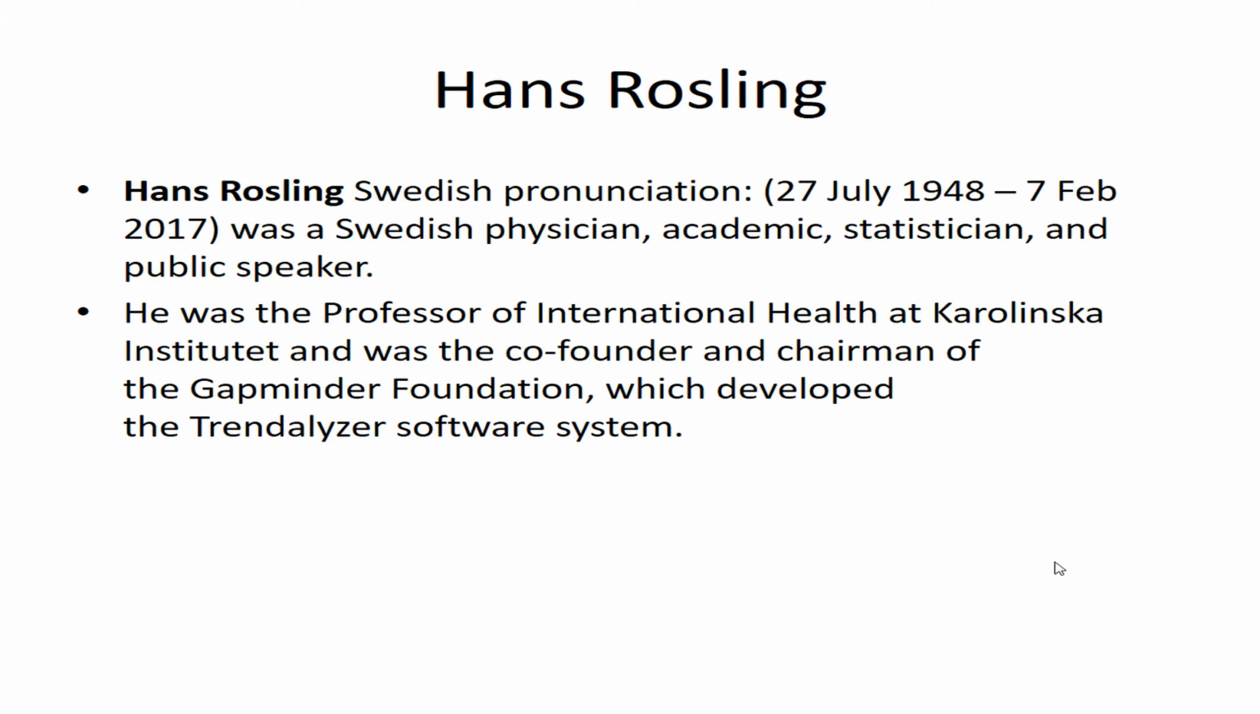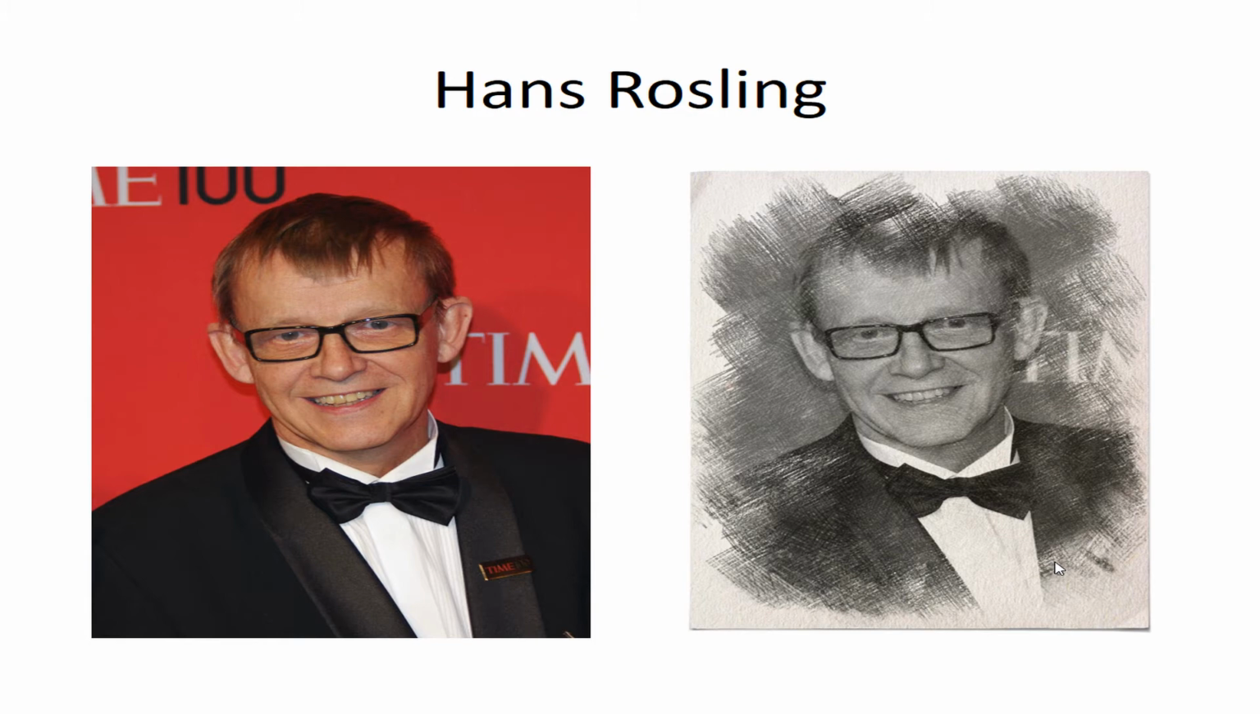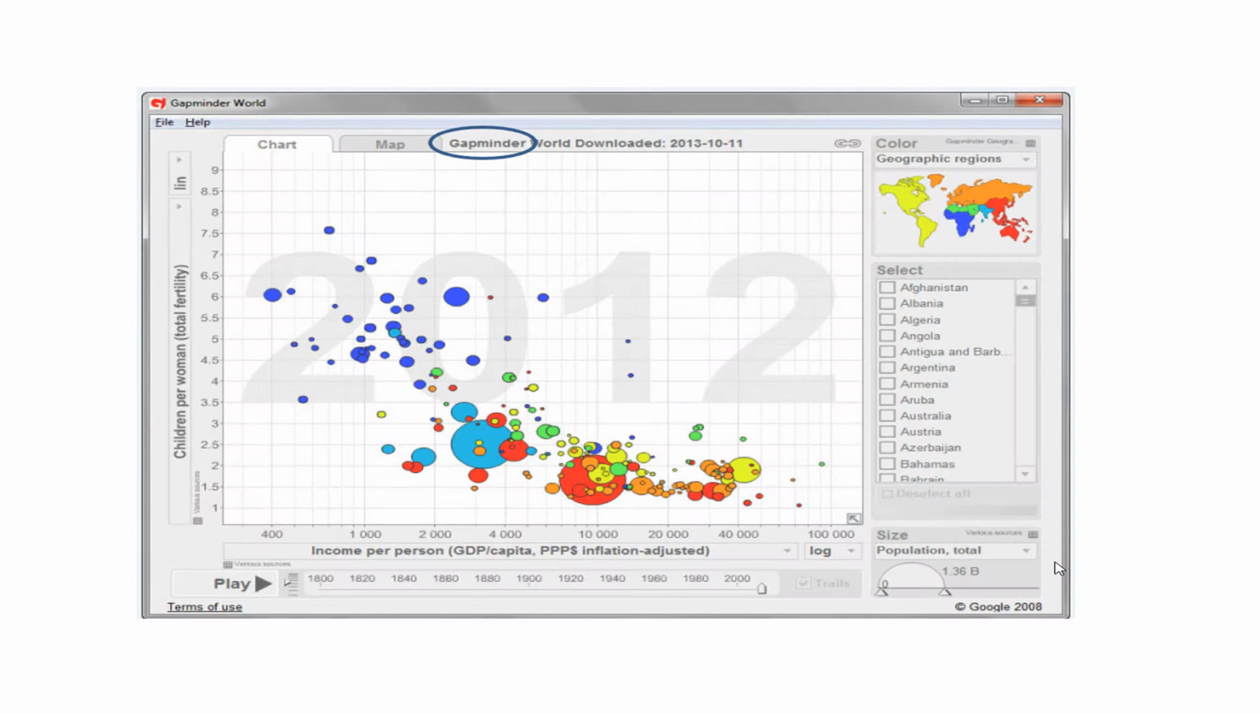Hans Rosling, another important person in infographics, is Swedish and was a physician, academician, statistician and public speaker. He was professor of international health at Karolinska Institutet and was the co-founder and chairman of the Gapminder Foundation, which developed the Trendalyzer software system that you are going to see soon. This is a photograph of Mr. Hans Rosling, who died recently on February 7, 2017.